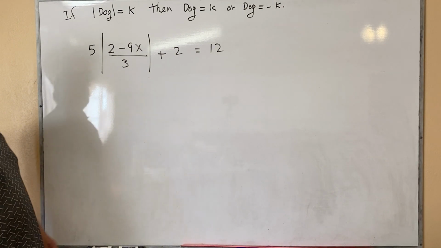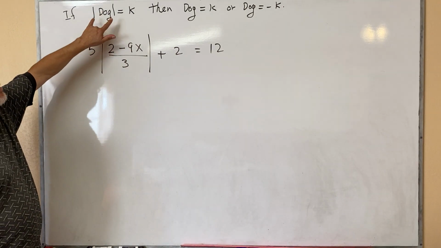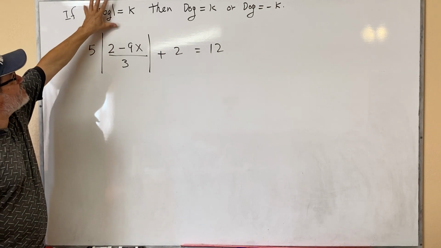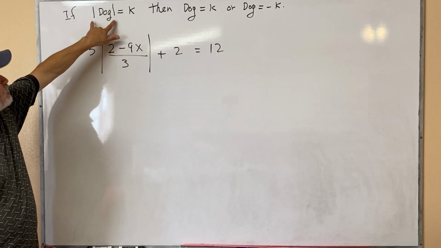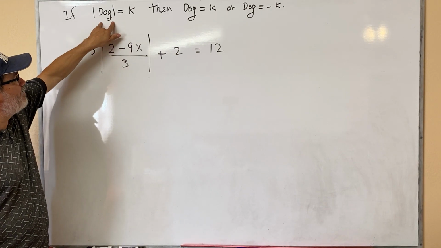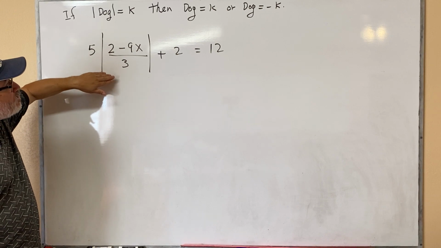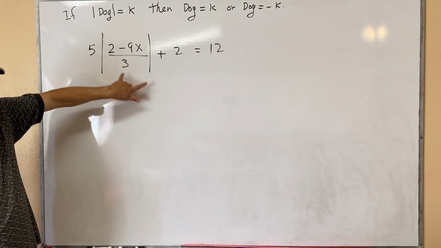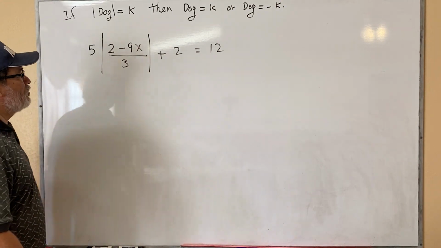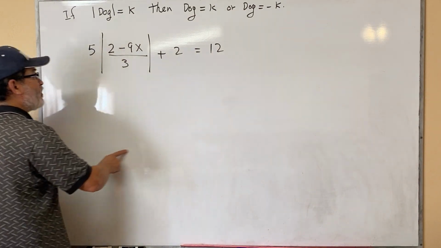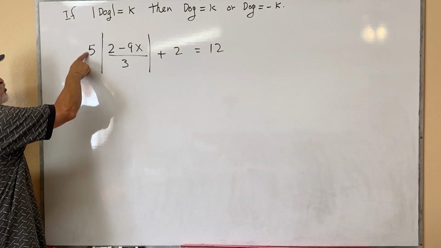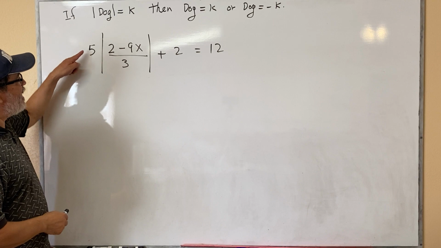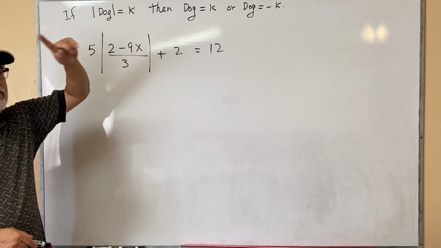Okay. So this is almost like the property, except for the fact that this absolute value is not by itself. Before you use this property, you better get the absolute value by itself. So let's get rid of this 2 first, and then we'll get rid of this 5. Never distribute the 5 into the absolute value. Never multiply this 5 into the absolute value. Mistake.